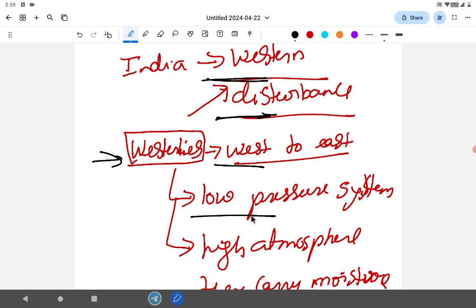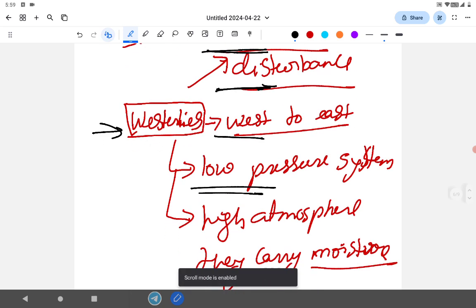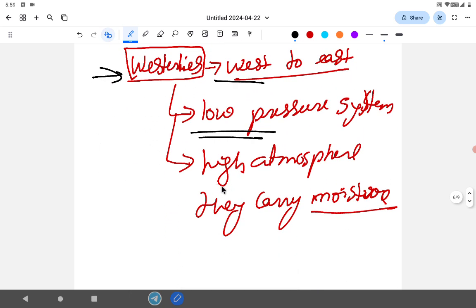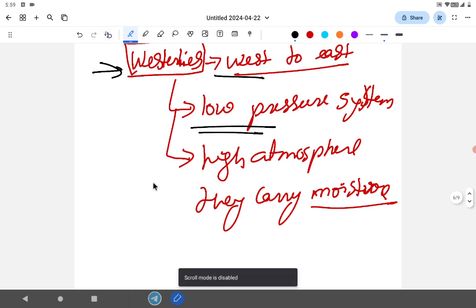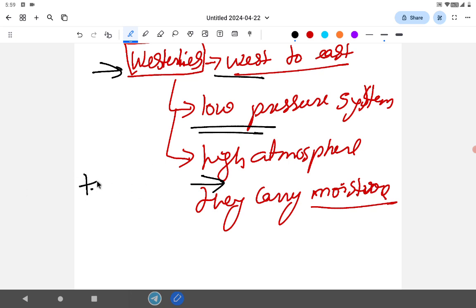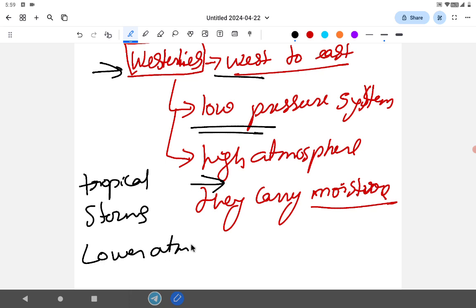The westerlies are a low pressure system, and they bring moisture. They carry a little moisture. They blow at a higher atmosphere. That's very important. Normally, tropical storms blow at a lower atmosphere, while the westerlies blow at a higher atmosphere carrying little moisture. It's a low pressure system flowing from west to east, that is, from the Mediterranean region to the Indian region, bringing disturbance to northwestern India.